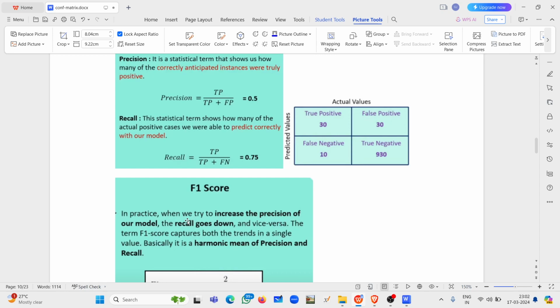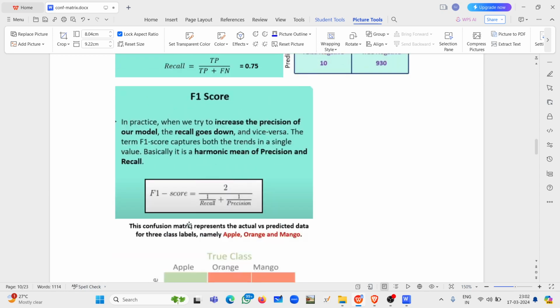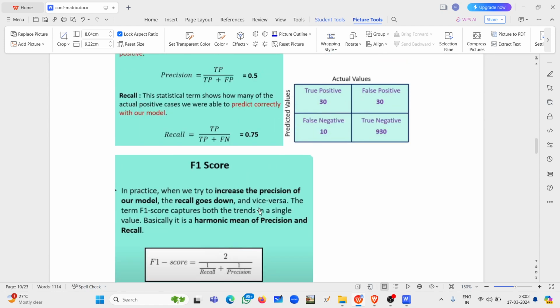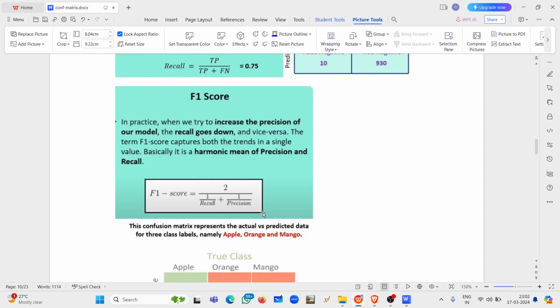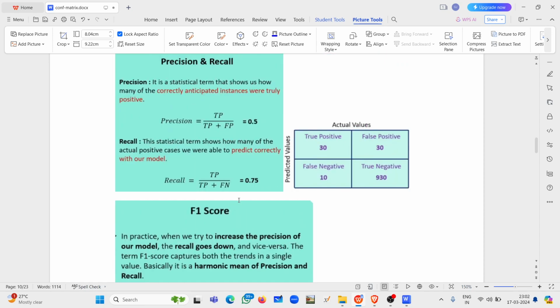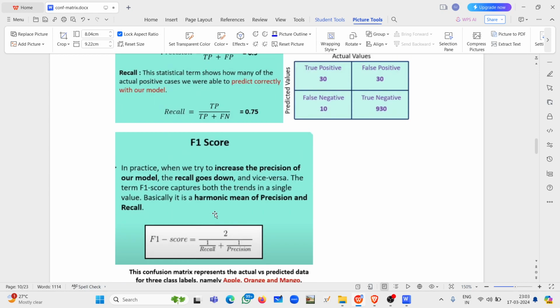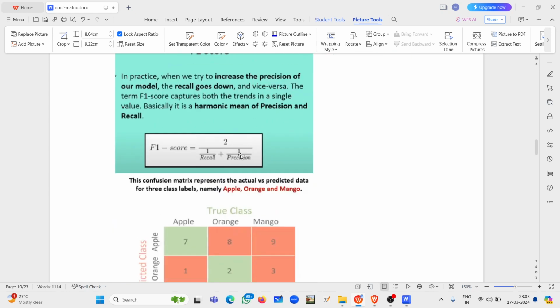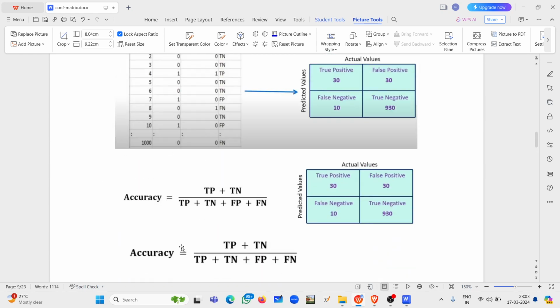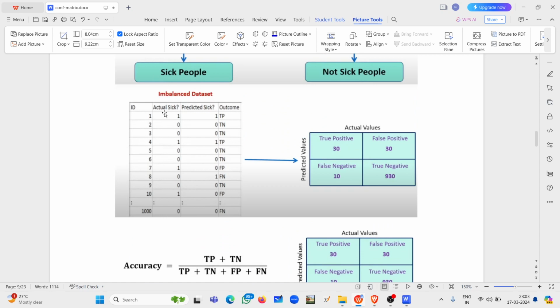This F1 score is a harmonic mean. How do you calculate that? The F1 score is equal to 2 divided by (1 by recall plus 1 by precision). So putting all the things together, we get this formula for the F1 score. If you put the values there, you can calculate the F1 score for that model. This is the case when we are having only actual positive and predicted positive.